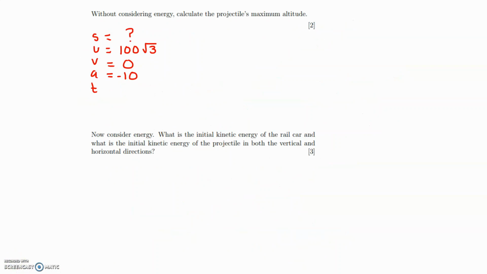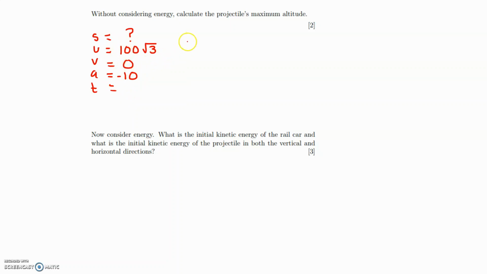And moving on to the next part, without considering energy, calculate the projectile's maximum altitude. So we've got to use SUVAT again, considering the vertical motion of the projectile, and the vertical height is what we're trying to work out, s. The vertical component we calculated previously is 100 root 3. The vertical velocity at its highest point will be 0. g is acting in the opposite direction, so that is minus 10, and we calculated the time, but we don't need it in this case.